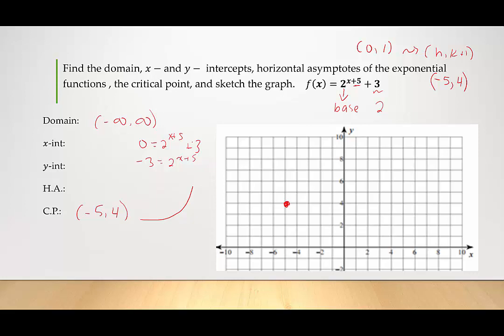If you raise 2 to any power, it's always going to be non-negative. It's never going to be 0, and it's never going to be anything negative. So this doesn't make any sense. That's a contradiction. There is no x-intercept, so we're just going to say none. There will, however, be a y-intercept. Let's see if we can figure that out.